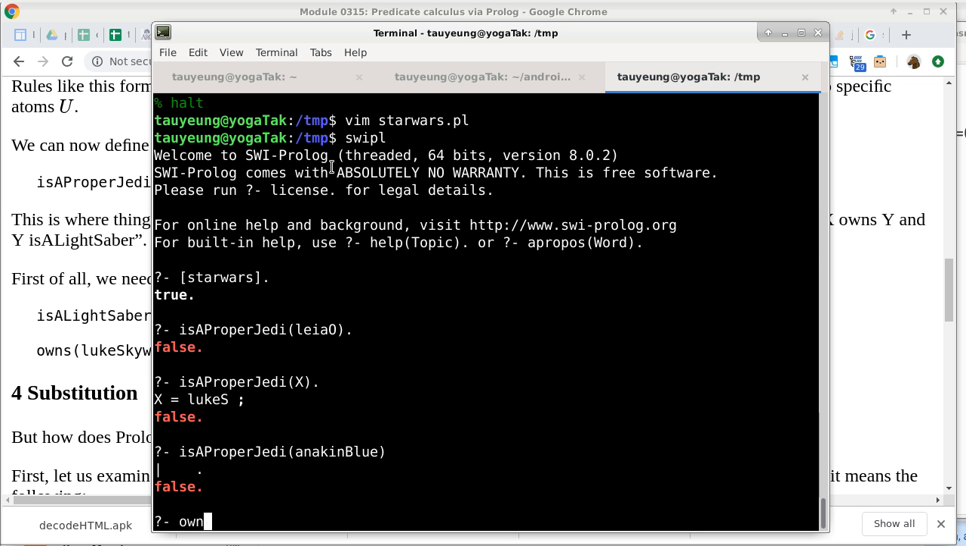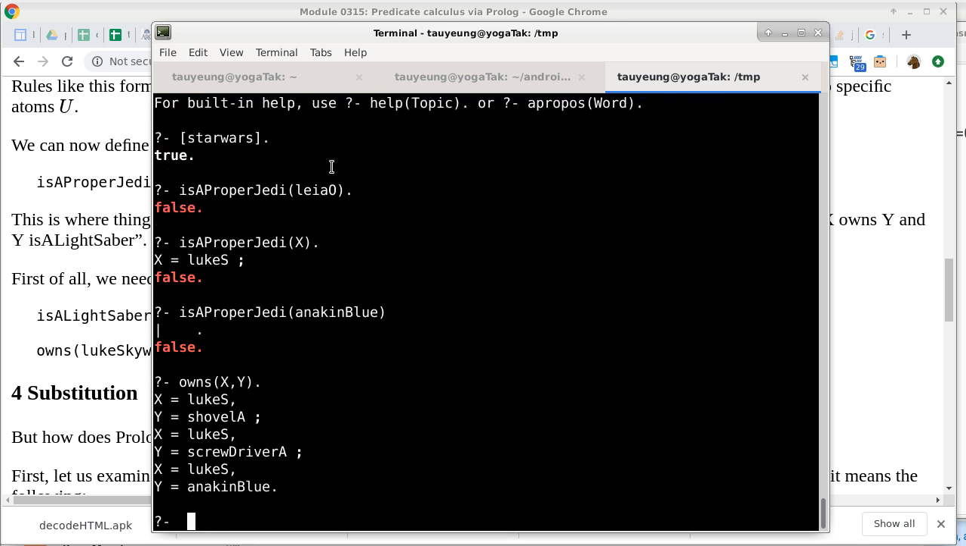We can also say who owns what, okay? You can say X, Y, both being variables. Then it will tell you everything that it knows about ownership in this entire universe. So if you do it like this, it will say Luke owns shovel A. Okay, that's true. We know that. Luke owns screwdriver A. Yep, we know that. Luke owns Anakin Blue. We also know that. It will tell you everything. Now, because everything that we put in here meets these requirements, it does not say false anymore.